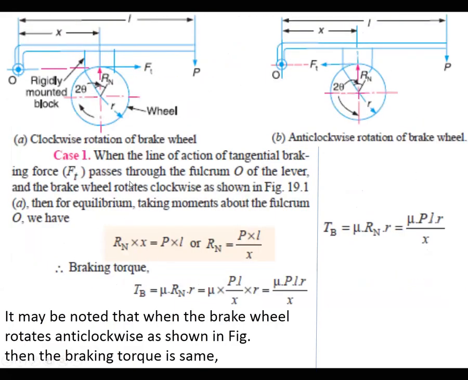So in case 1, you can observe that the fulcrum is passing through the axis. The tangential force is passing through the fulcrum axis, but it is a clockwise direction, and also an anti-clockwise direction. So that is the first case. The second case would be this.